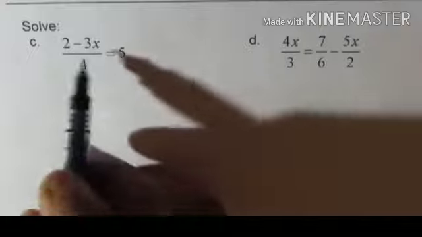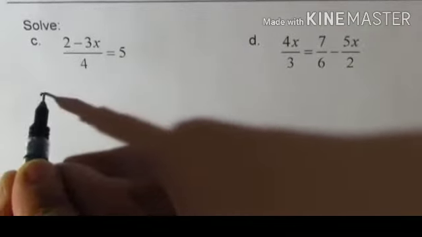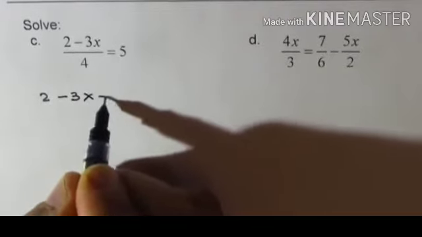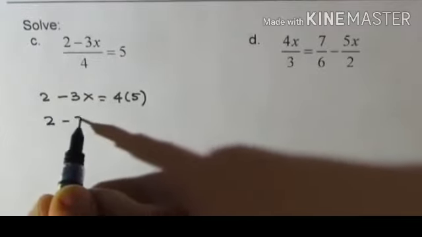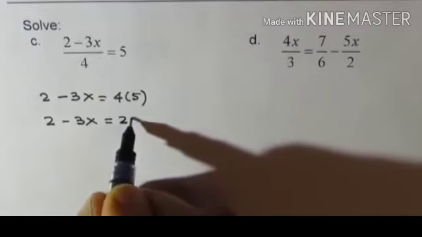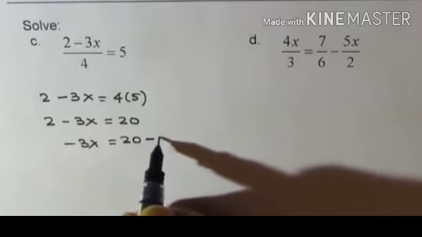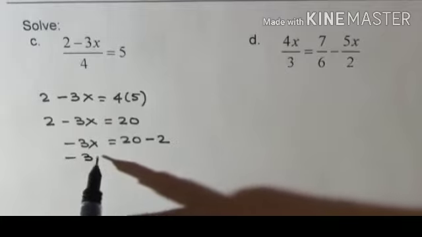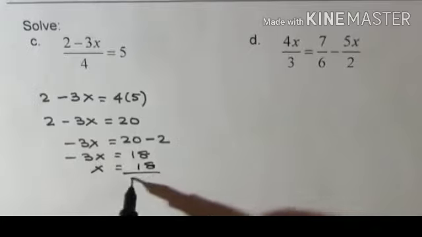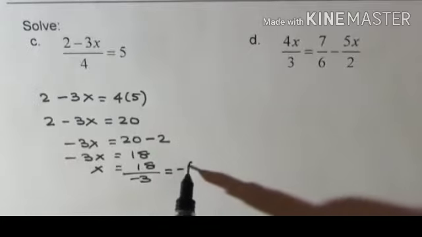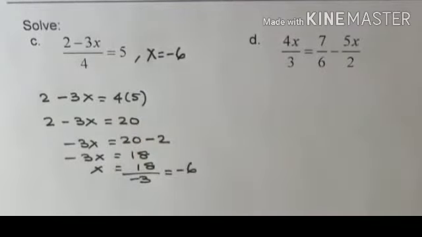Now here we'll apply both the techniques. So this one I think now you can do easily. We can write this as 2 minus 3x equals 4 times 5. So we have 2 minus 3x equals 20, so minus 3x equals 20 minus 2. So minus 3x is equal to 18. x is 18 divided by minus 3, which is minus 6. So we get x equals minus 6. Perfect.